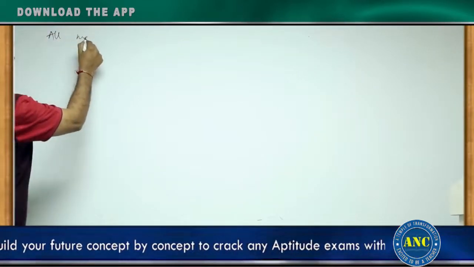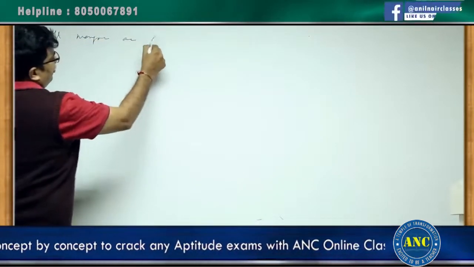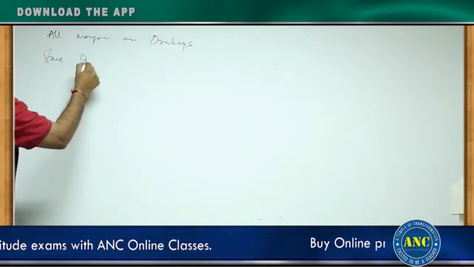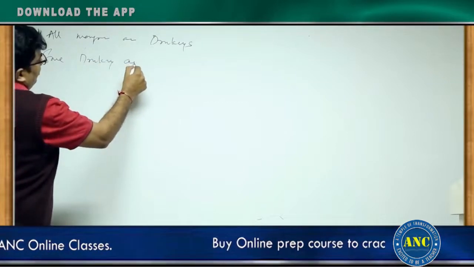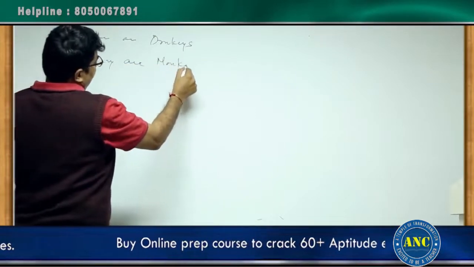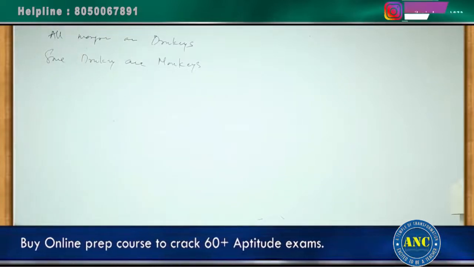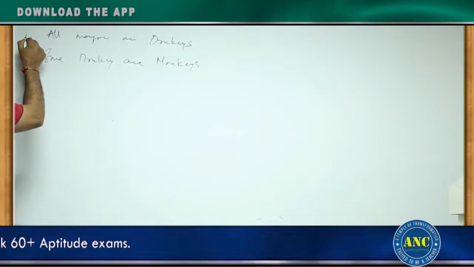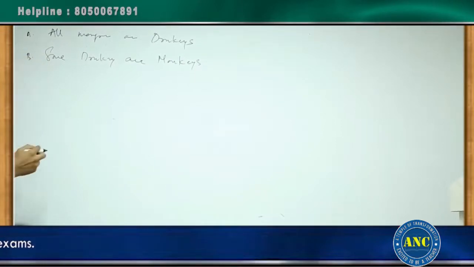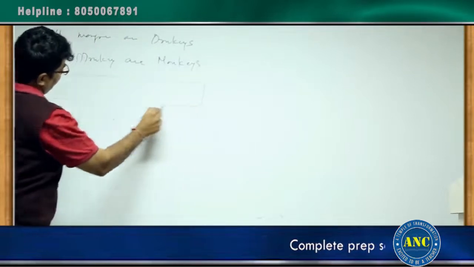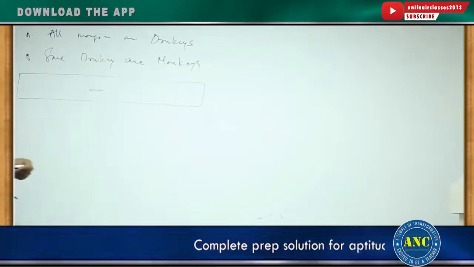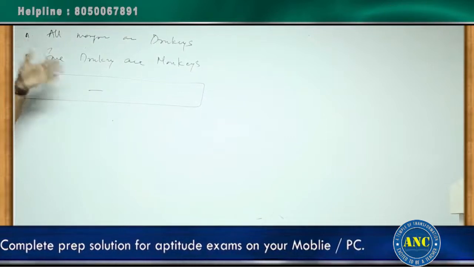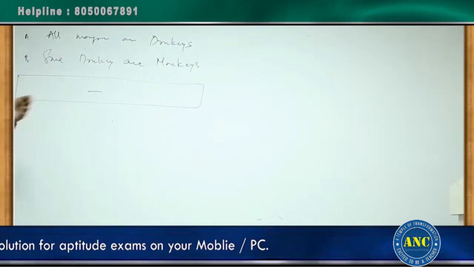Take some example: all mangoes are donkeys, right? And some donkeys are monkeys. So basically you have two statements given to you in a syllogism question, typically. Two statements that we call statement A and statement B. And you're supposed to identify a deductive logic from the given two statements, right? And you have various forms of the same type of question asked in syllogisms.